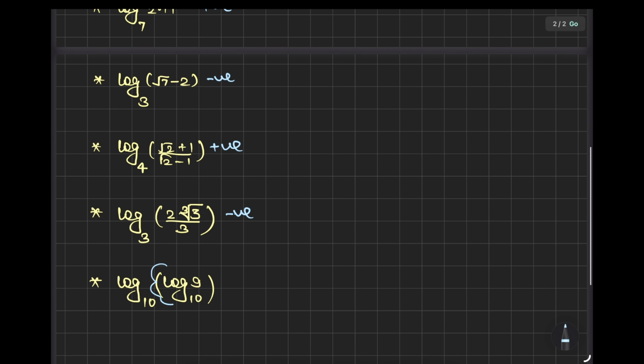Now look at here. If here I write 10, then log 10 base 10 will become what? 1. So it is 9, and it is an increasing logarithmic function, so it is smaller than 1, meaning the argument of this log is smaller than 1, and the base is greater than 1. This means the argument and base lie on opposite sides, which means negative.